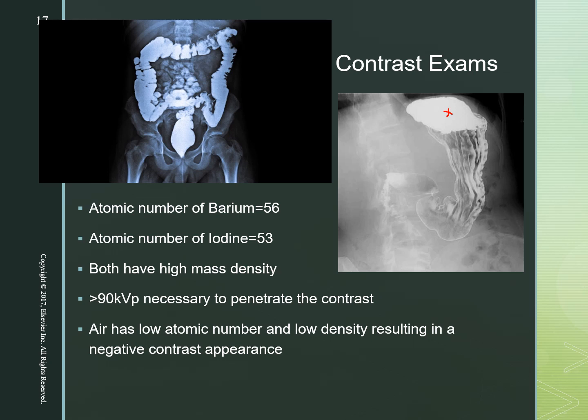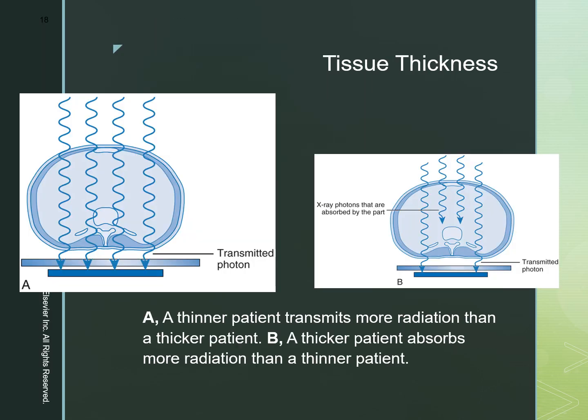Same thing over here with our BE study, and you can't necessarily appreciate it that well, but you can see anywhere that there's air, we're able to penetrate here, and we're able to penetrate kind of like at the periphery of the anatomy, but you'll never get penetration through the center of the anatomy, because the thickness of the barium is greater at that point. So always remember, if you're using contrast, you've got to stay above 90 kVp.